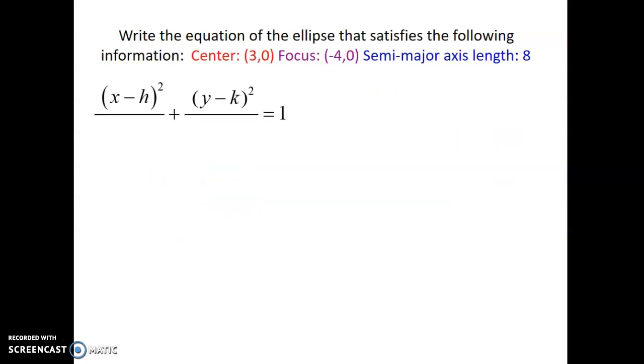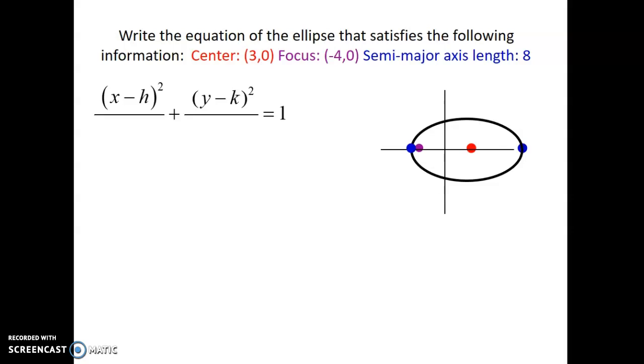Next one, you're given the center, a focal point, and a major axis length. So again, we're going to start by graphing this as a sketch. 3, 0 is our center point. Your focus point is negative 4, 0. Now looking at these 2, we know our graph is going to be horizontally orientated because the focal point is to the left and not up and down. Okay, your major axis length is 8, so you're going to have points on either side, just like this. The graph's going to look something like that.